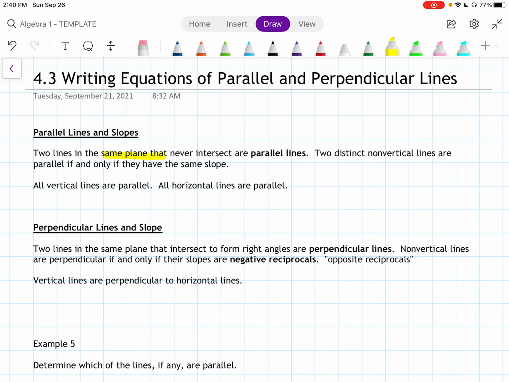Two lines in the same plane that intersect to form right angles are perpendicular lines. Right, perpendicular means that they meet at a right angle. Non-vertical lines are perpendicular if and only if their slopes are negative reciprocals. And normally I say opposite reciprocals. They mean the same thing. Vertical lines are always perpendicular to horizontal lines.